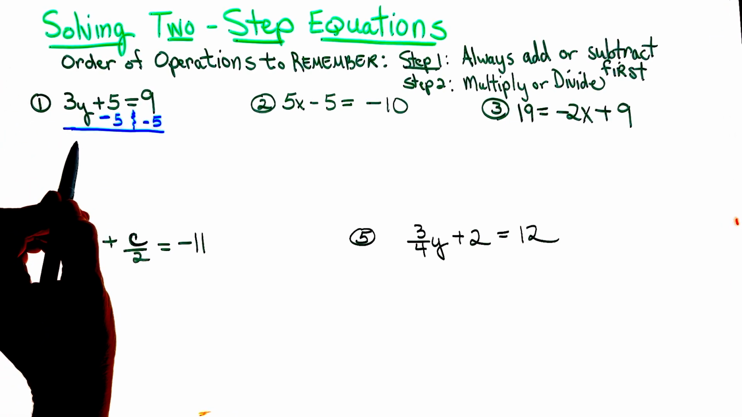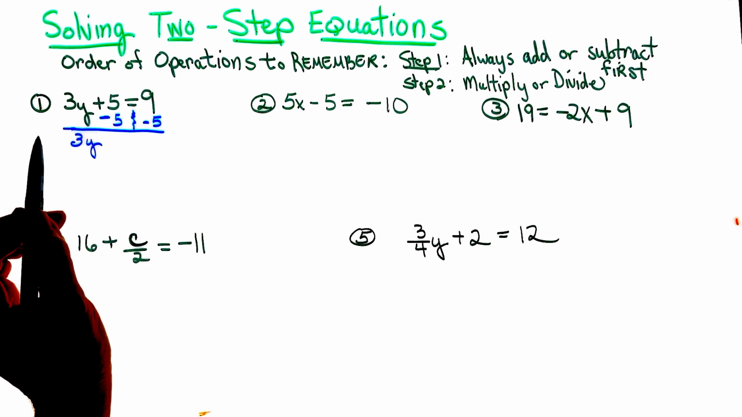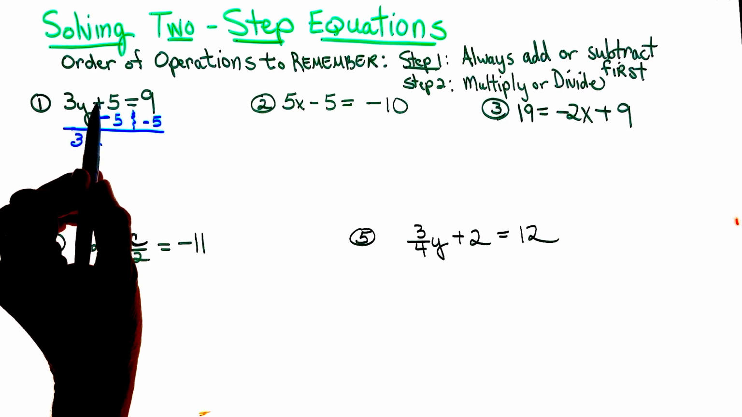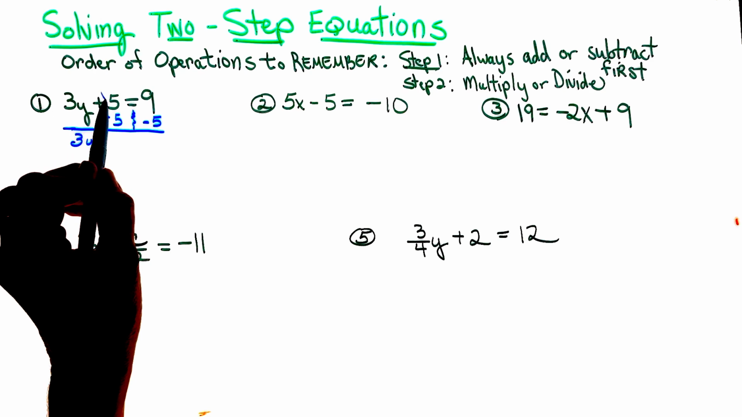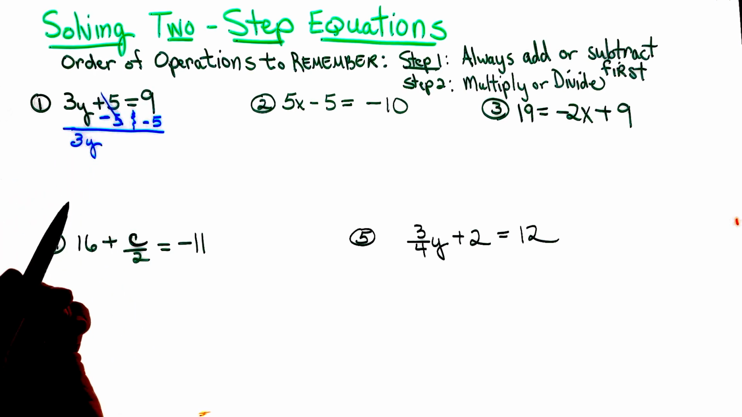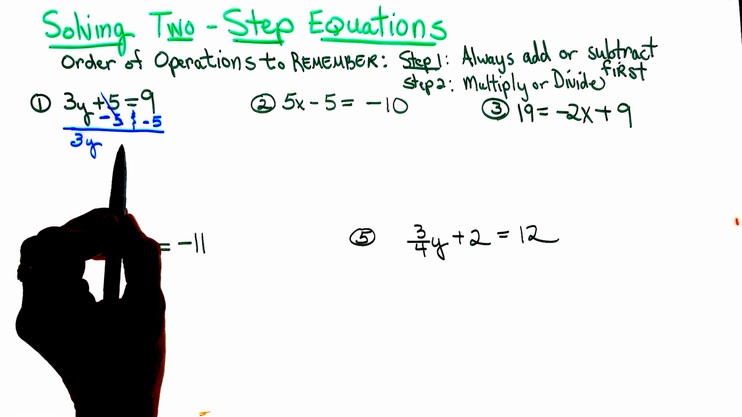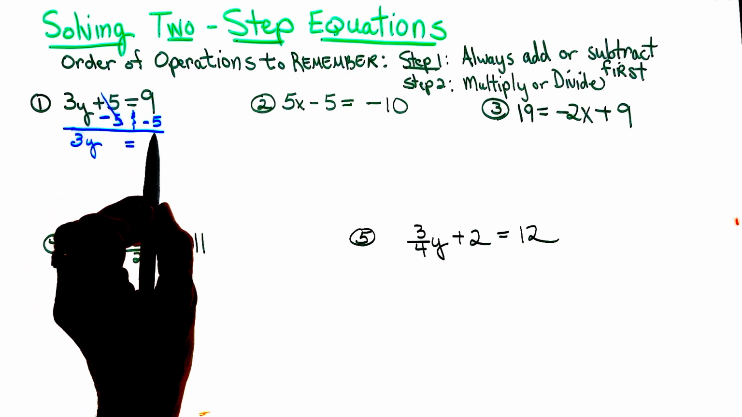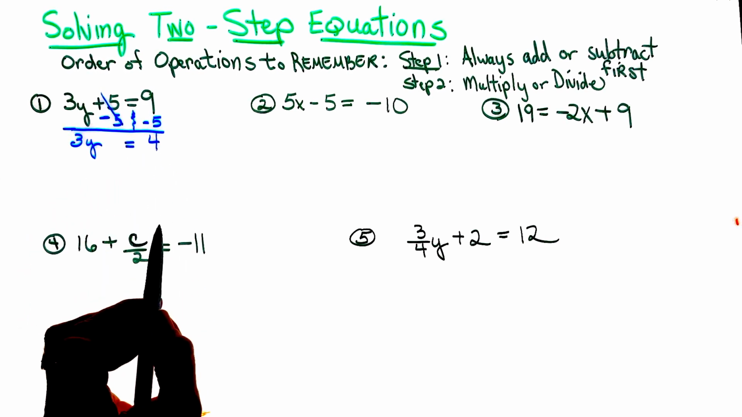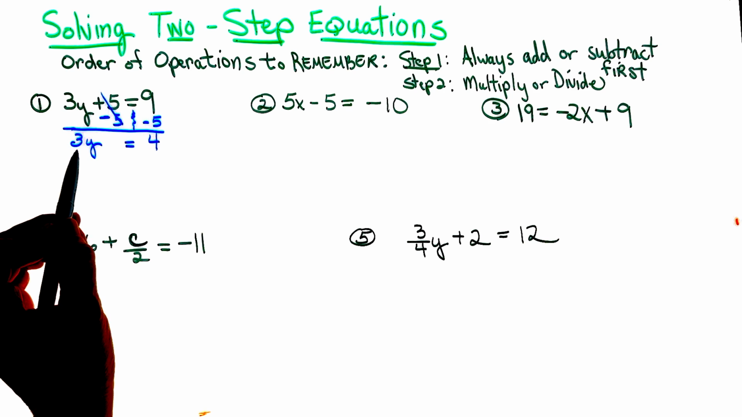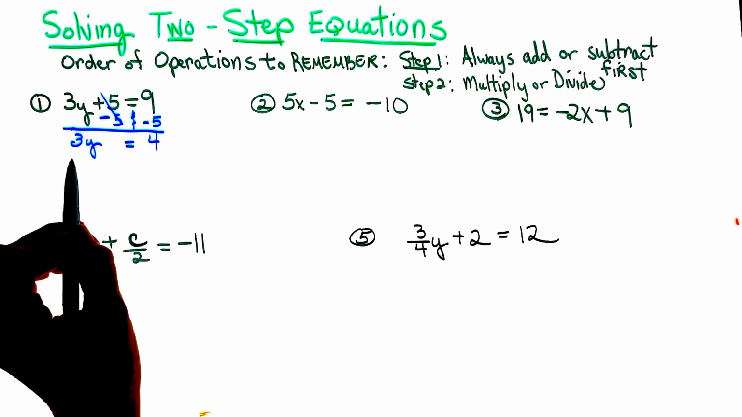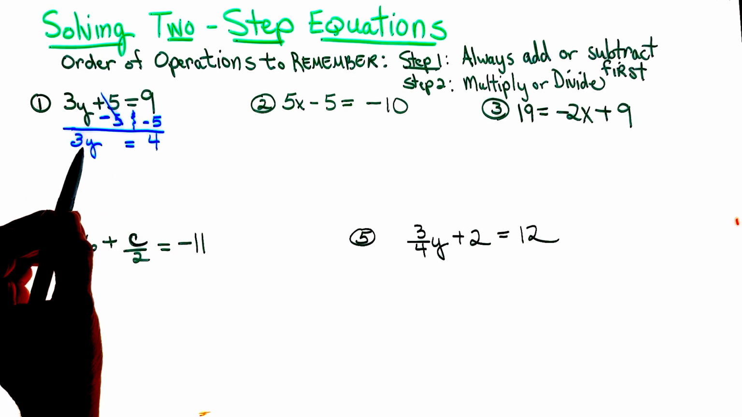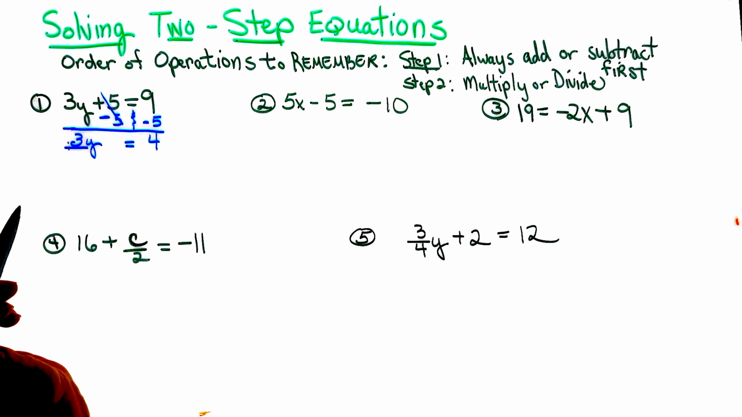I'm bringing down my 3y. And here, 5 and a negative 5, that's a pair of opposites. That was our goal. That is a 0, and we don't have to write our 0. Equals 9 minus 5 is 4. So our last step is going to be, we have multiplication, so we will divide each side by whatever is near the variable. And this means that we are dividing.